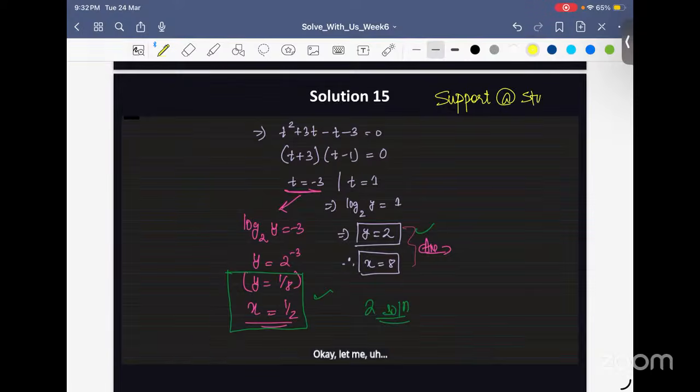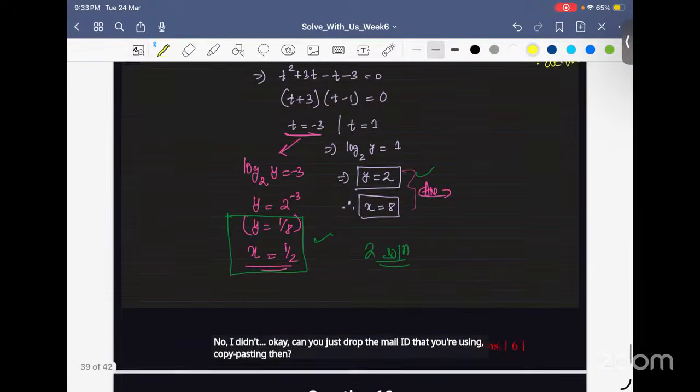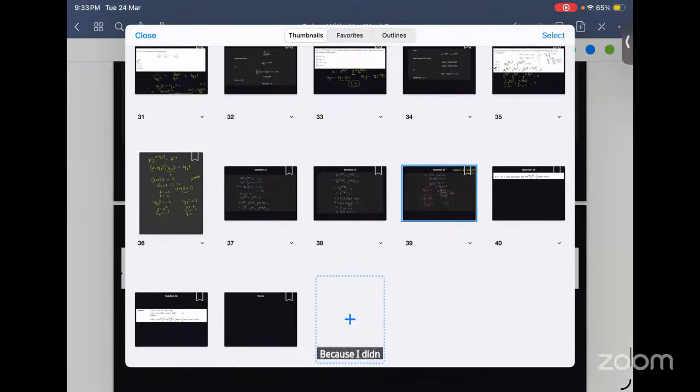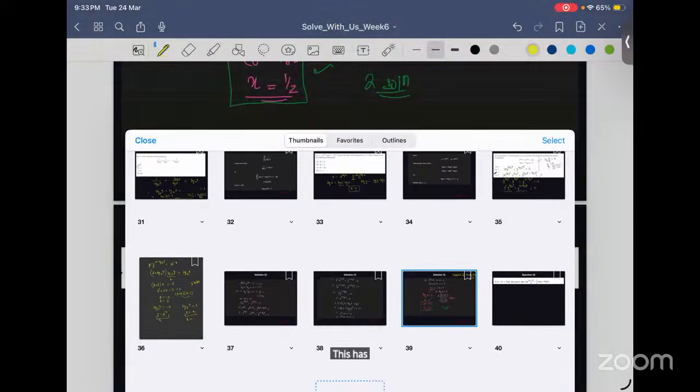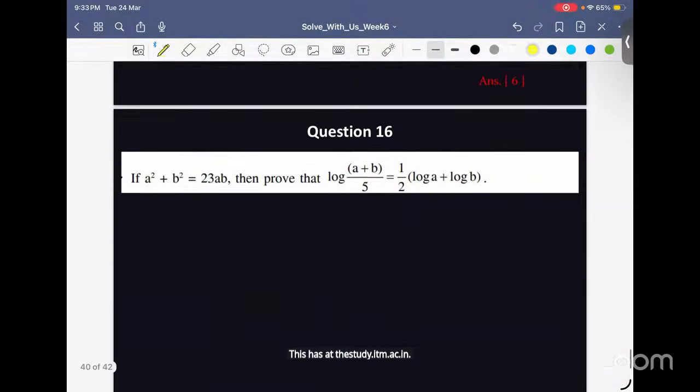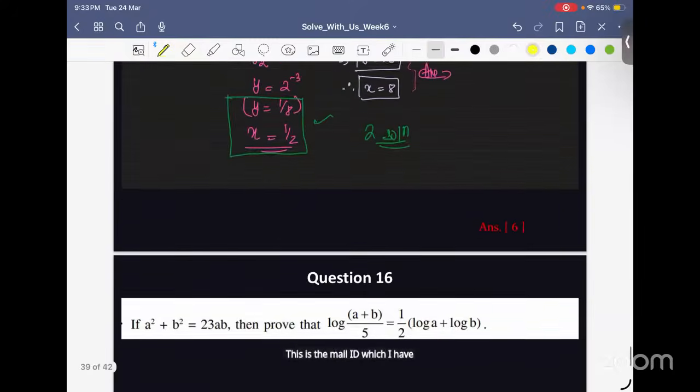Okay, study. I have resent it, re-forwarded it to you. Kindly check. No, I didn't. Okay, can you just drop the mail ID that you're using, copy pasting it, because I didn't get it now also. So there is something that... vishal@study.itm.ac.in. Okay. This is the mail ID which I have used.